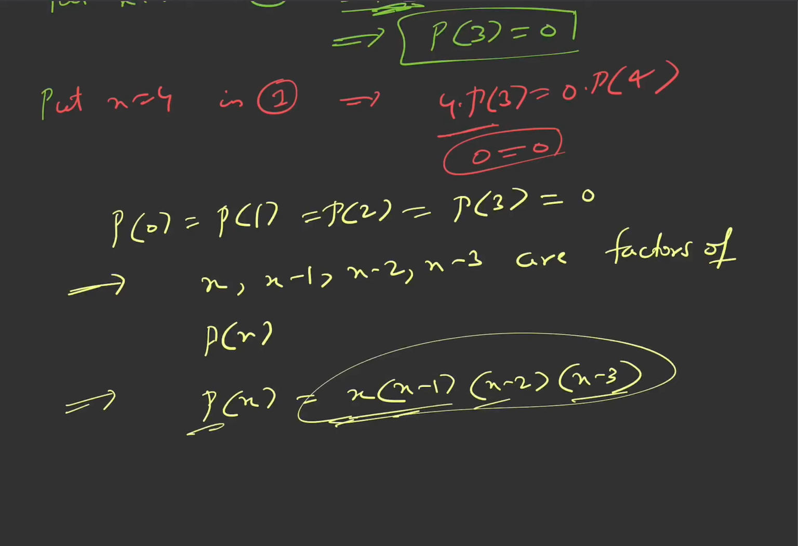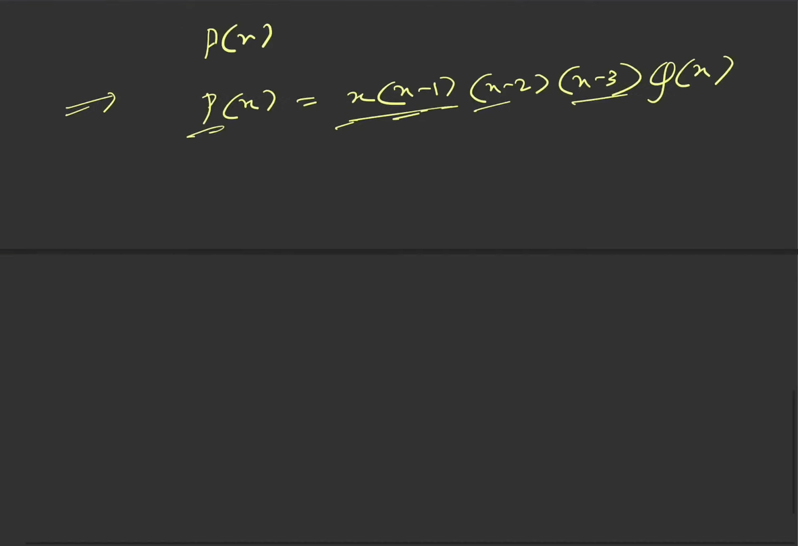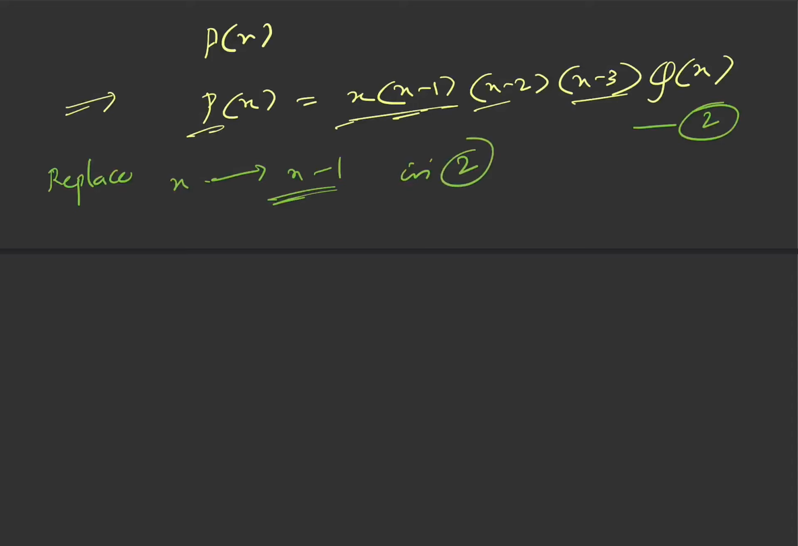And so if you divide p of x with x minus 1, x minus 2, x minus 3, you might get some quotient q of x. Now you see what I am doing: in this equation I am just replacing x with x minus 1. So let us call this equation 2. Replace x with x minus 1 in equation 2.